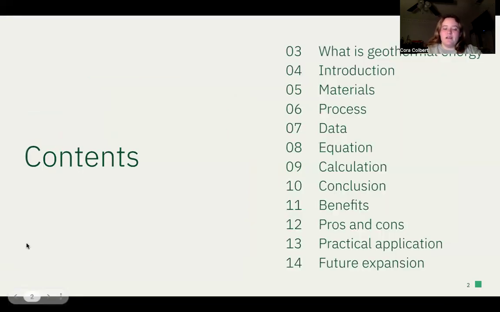So for my project today, the contents are going to be: what is geothermal energy, my introduction, materials that are going to be used, the process, data, equations, calculations, and my conclusion, benefits of this source of energy, pros and cons, practical applications, and future expansion.